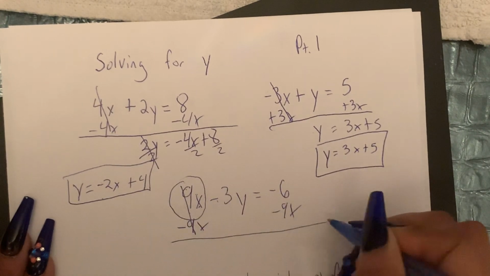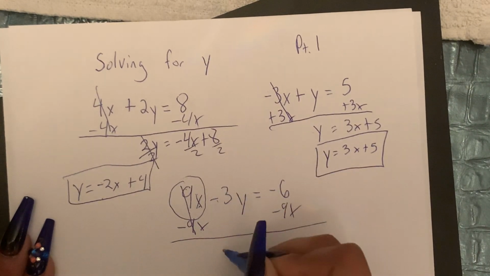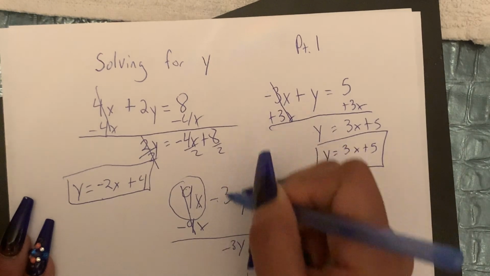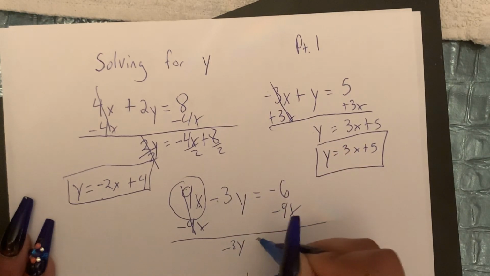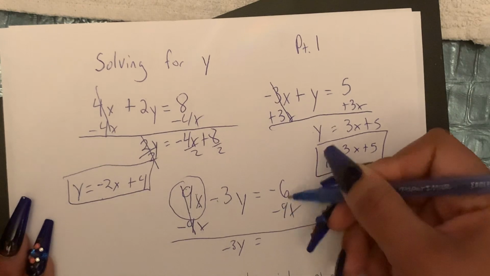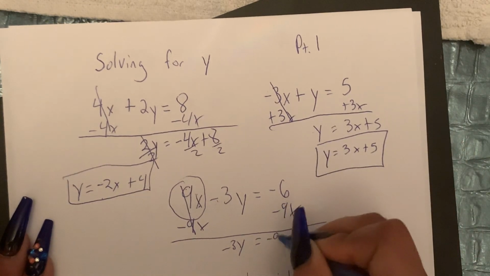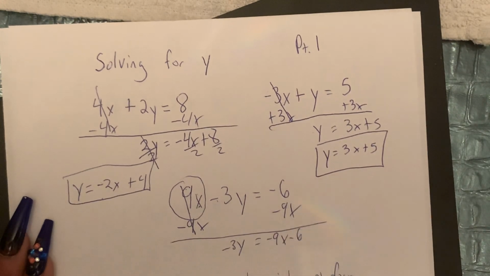Subtract 9x. Okay, bring down negative 3y. This is a negative, this is a minus, so make sure you bring that down with it. Don't forget about it. Okay, these are not like terms, so I cannot combine them. Copy. Then I'm going to divide by negative 3.